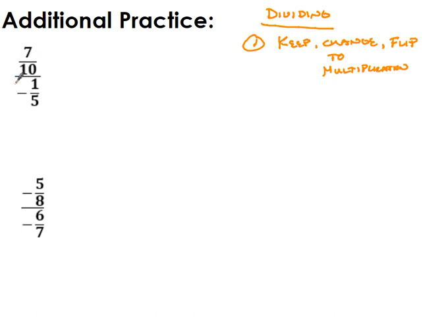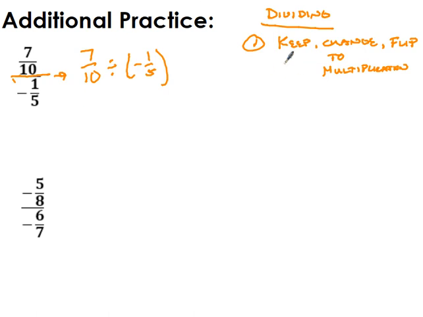So this is 7/10 divided by negative 1/5. That's a different way that we can rewrite this. Now, I have 7/10 divided by negative 1/5. Now that I wrote it as the division that we kind of like to look at, it makes it a little bit easier for us to see.